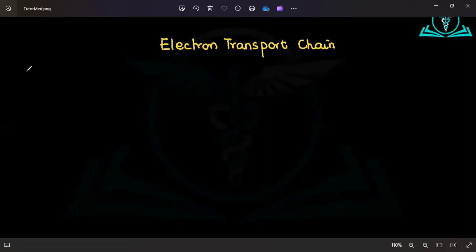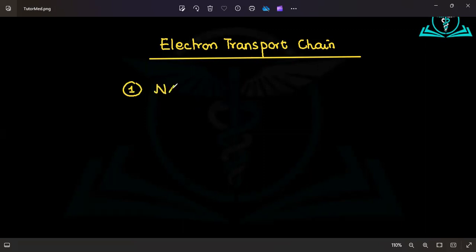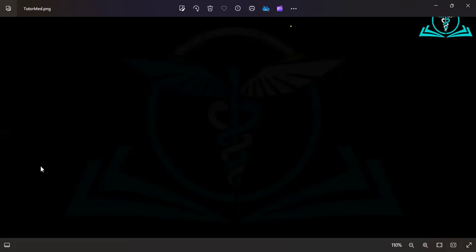So what are the components of the electron transport chain? So we have the NADH dehydrogenase. NADH dehydrogenase. So it's actually a complex. Let me look for a picture, okay, so that it will be clear in your heads. Let me see electron transport chain diagram.